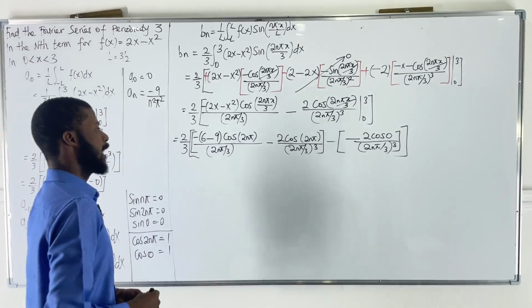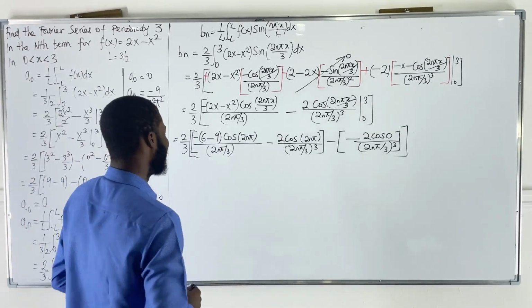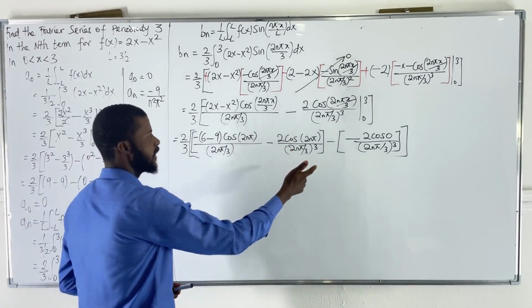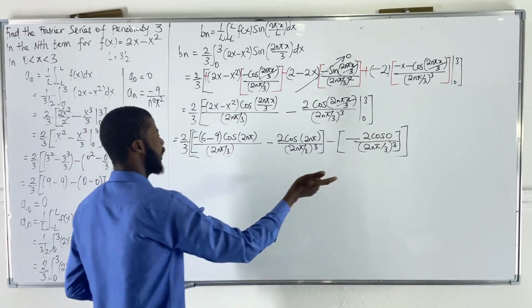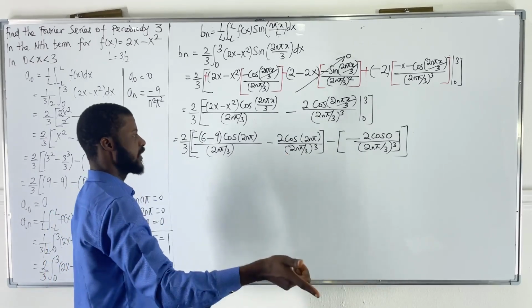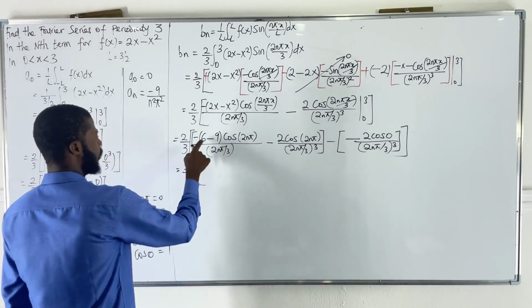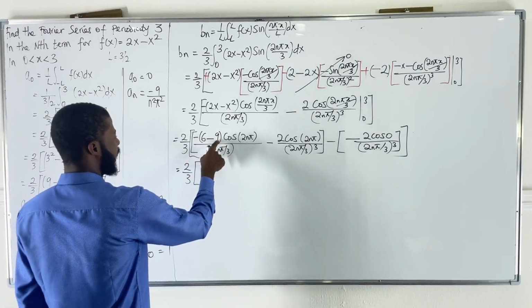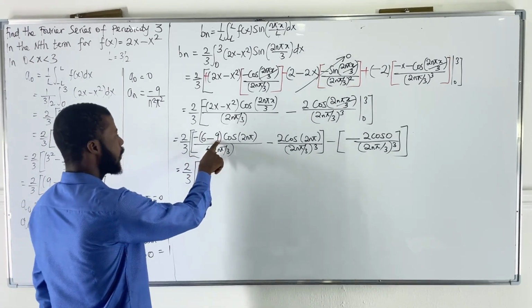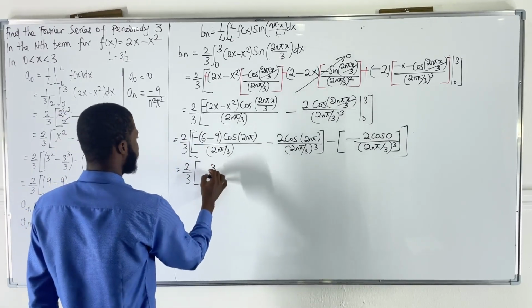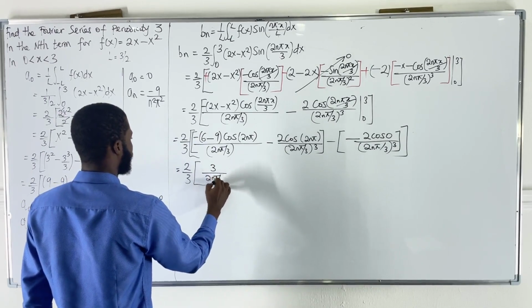Okay. Now, this is a beautiful one. Now remember that cos 2n pi is 1. Same thing with cos 0. Cos 0 is still 1. So we can actually save ourselves some time. So this will be 2 over 3 into 6 minus 9 is minus 3. Minus 3 times this minus here will give me 3. So this will be 3 over 2n pi over 3.